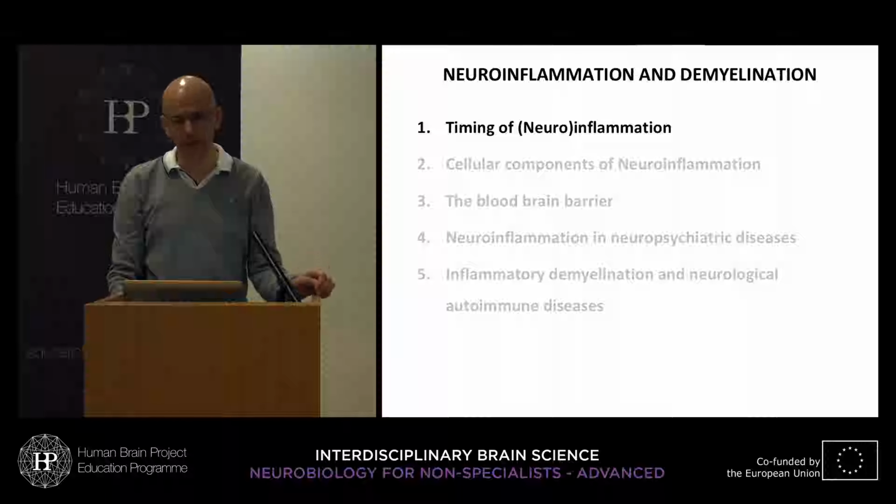During the course of this lecture, we will first have a look at the timing of neuroinflammation, then have a look at cellular components of neuroinflammation, the blood-brain barrier, neuroinflammation in neuropsychiatric diseases, and finally, inflammatory demyelination and neurological autoimmune diseases.